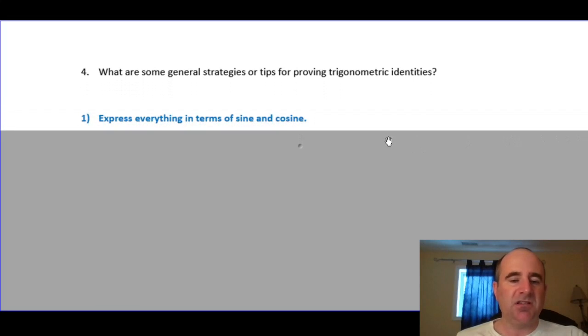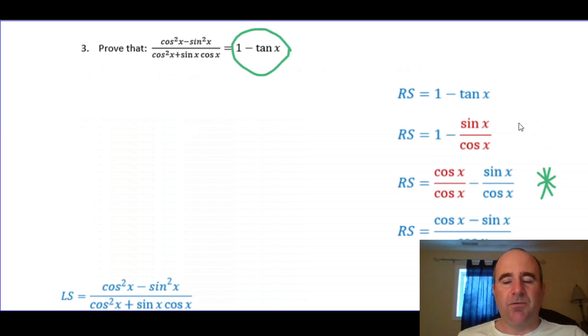The first one is express everything in terms of sine and cosine. It's not always something you have to do, but it's usually a good idea. Let's look at an example of that. In the proof we just finished here, that's exactly what we did. We expressed tan in terms of sine and cosine.